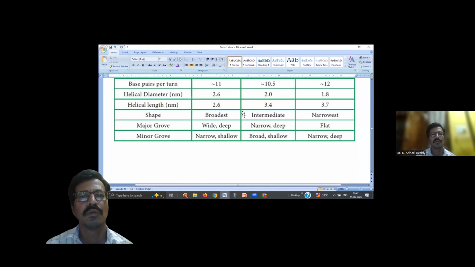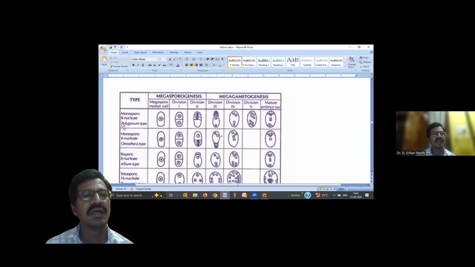Here you see the monosporic 8 nucleate polygonum type. In the monosporic, there are 2 types. One is polygonum type, another is Oenothera type. They are asking only about the monosporic type, so it might be polygonum type or Oenothera type.